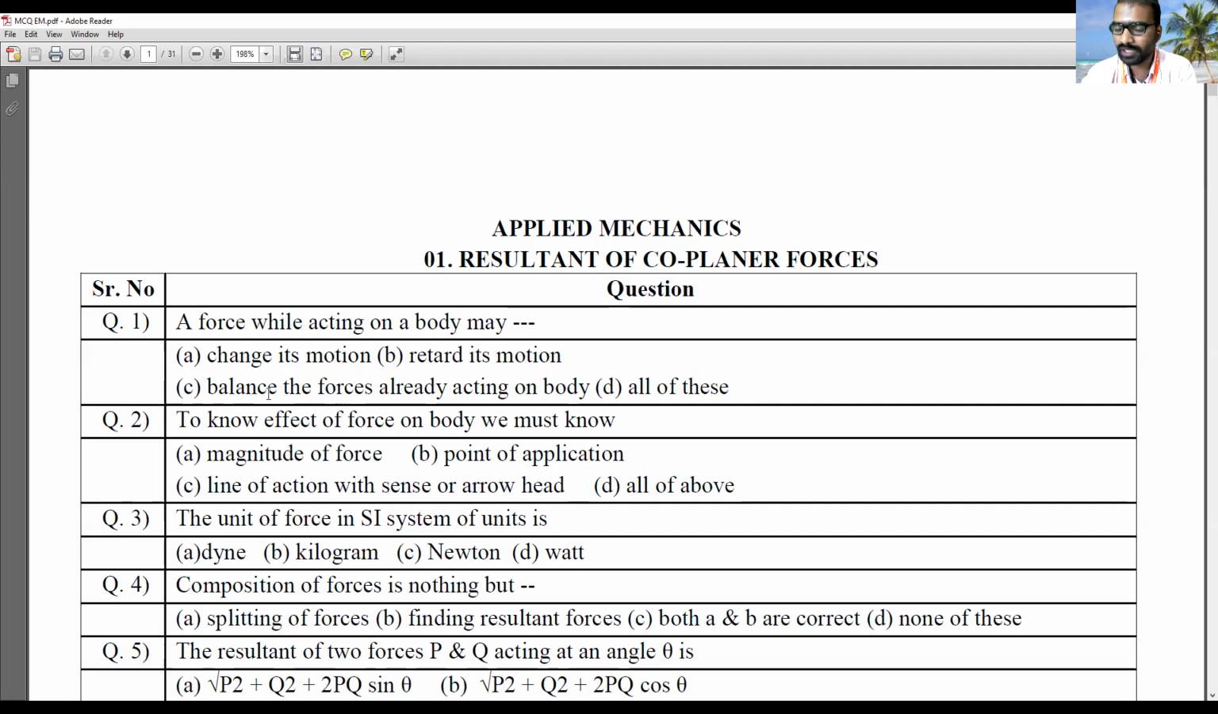This will also be balanced. It means if the body is moving like this, if you apply the opposite force, it will become balanced, but it will be stationary. Okay, all the answers are correct.